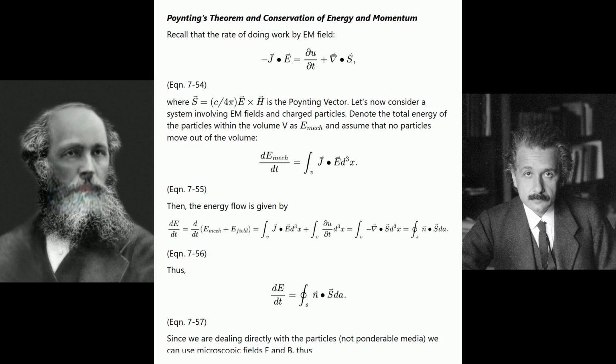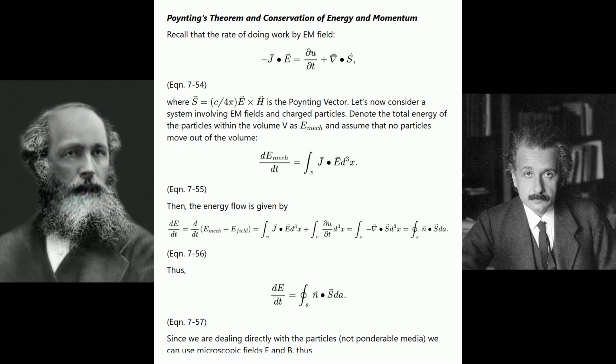Poynting's theorem and conservation of energy and momentum. Recall the rate of doing work by the EM field, equation 7-54, where S vector equals c divided by 4 pi times E vector cross H vector is the Poynting vector. Let's now consider a system involving EM fields and charged particles.